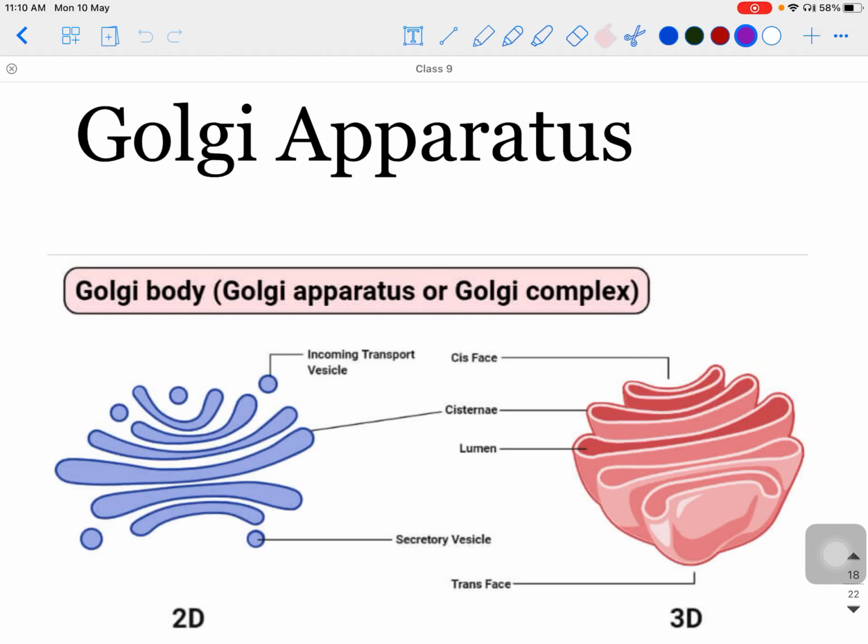Dear students, today we will talk about Golgi apparatus. It is an organelle which was discovered by Camillo Golgi. Here you can see a 2D diagram of Golgi apparatus and this is a 3D diagram of Golgi apparatus.